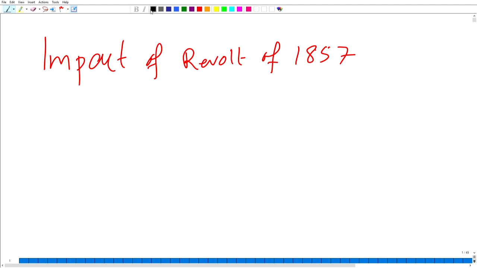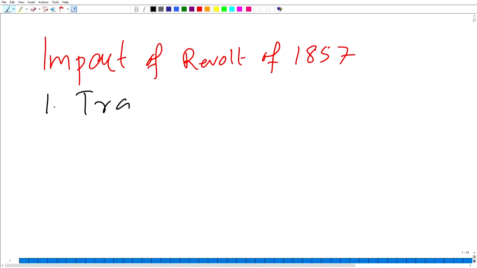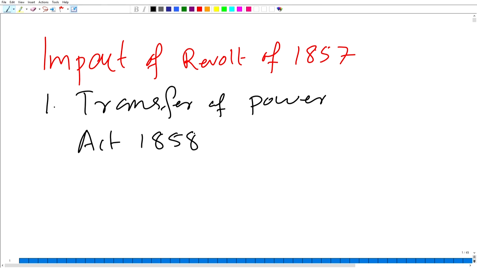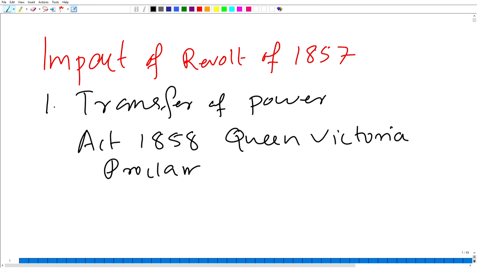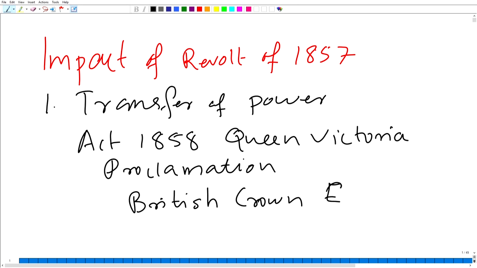Impact of the revolt of 1857, of which the first and foremost was the transfer of power. An act was passed in 1858, otherwise known as the Queen Victoria Proclamation. Under this proclamation, the Indian administration was directly taken over by the British Crown from the English East India Company.